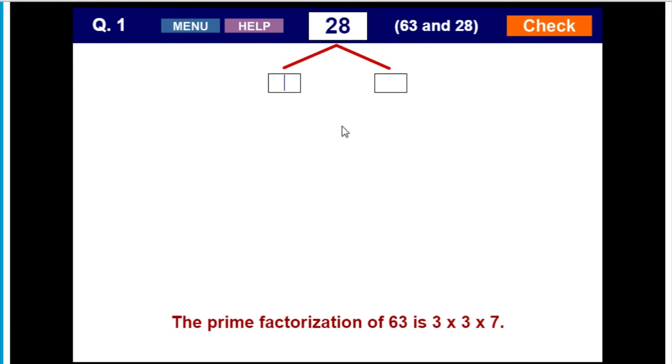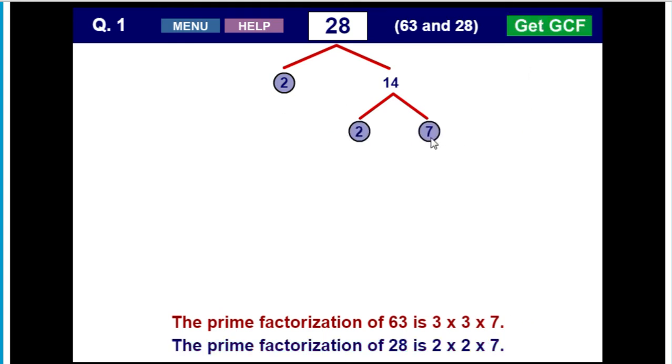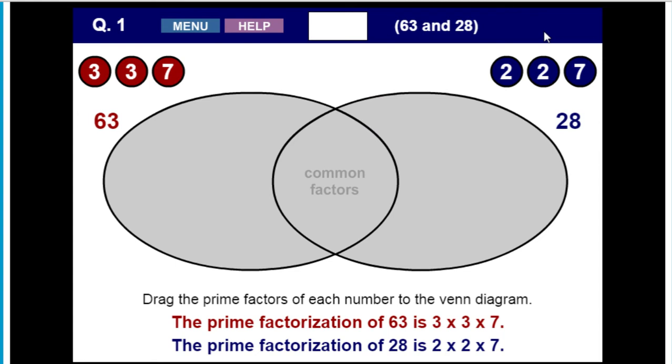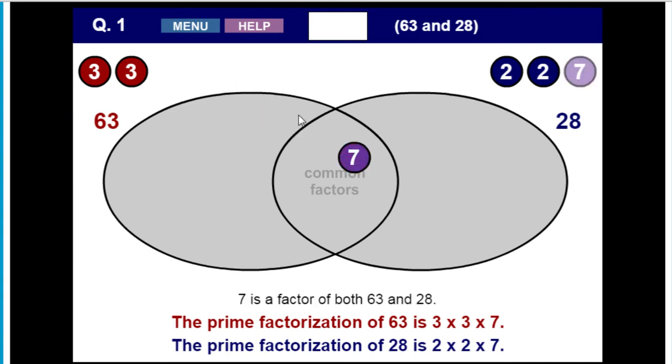So 28 is 2 times 14. 14 is 2 times 7, and those are all prime numbers. Now you would think you could press GCF and it would do all the work for you. Not quite. What it gives us is a Venn diagram. And if a number is on both lists, we put it in the intersection. And see that it's greyed out over here. There was another 7, but that stands for both of them.